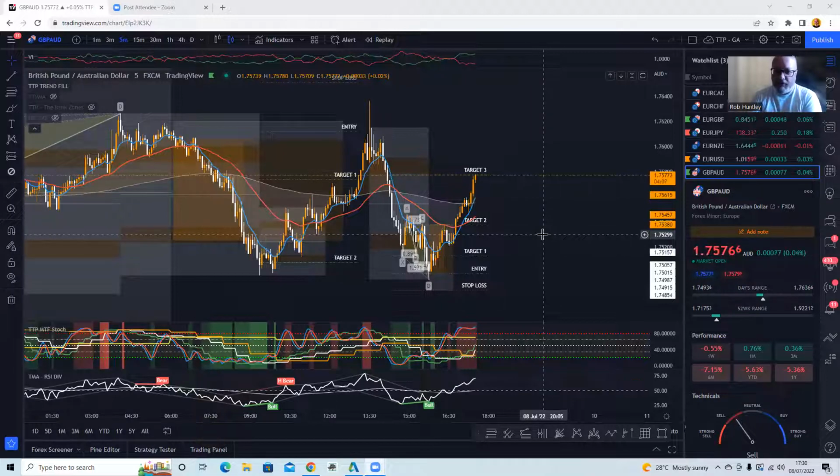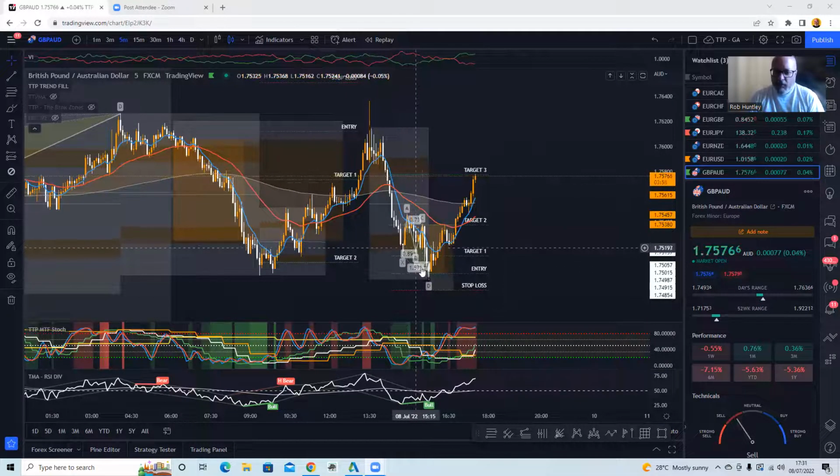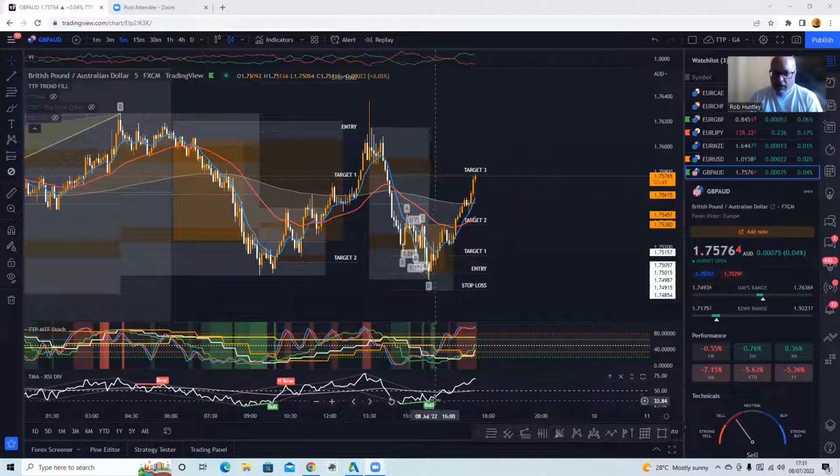So there we go. Target 3 has just been hit right at the bottom of that zone there, and all from that one diddy little harmonic pattern there. And I say from that one, you're looking at multi-time frame stochastic, TMA, RSI, divergence, all going in your favor.